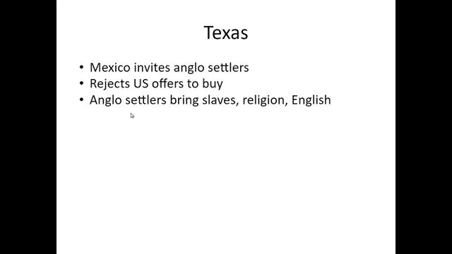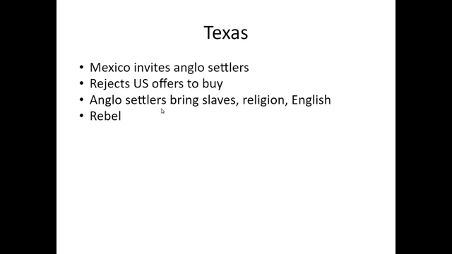And then a lot of these Anglo settlers coming from the southern U.S. to what would be northern Mexico are going to bring slaves, which was a no-no in Mexico. Now, we had seen the Spanish did not always treat people well, but at this point, slavery was a no-no in Mexico, but was still allowed in the southern U.S. And so that's going to create conflict.